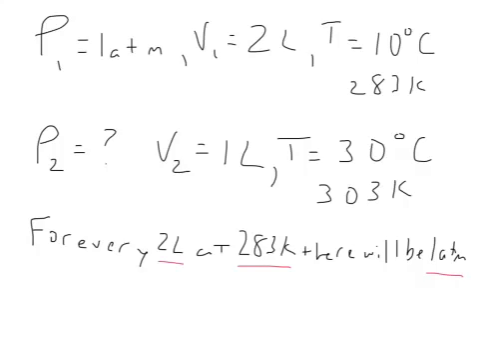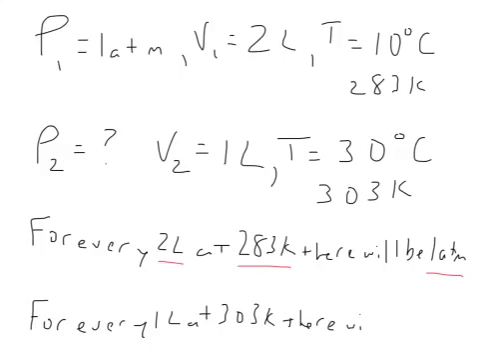Okay, and then we can write a new for every statement, so we could say for every 1 liter at 303 Kelvin, there will be, and then we could leave that blank, atm. And then we can figure out, okay, when we go from 2 liters to 1 liter, we're dividing by 2. And when we go from 283 to 303, which would be times 1.07.